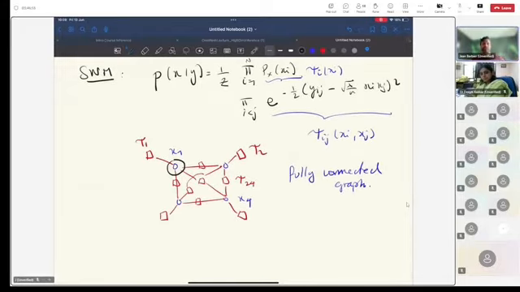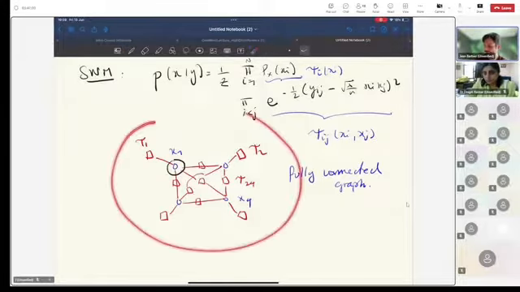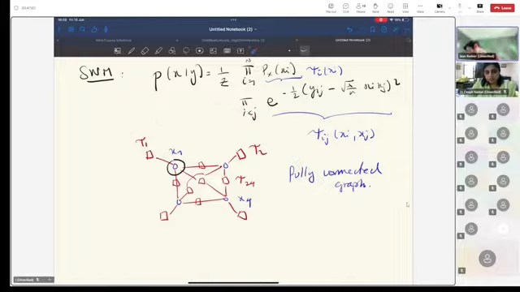Okay, let me just say a few words about what's the problem with this algorithm when you want to deal with these kind of structures which are fully connected graphs, and how to solve these issues. So there are multiple problems. One of them is that there are too many messages.